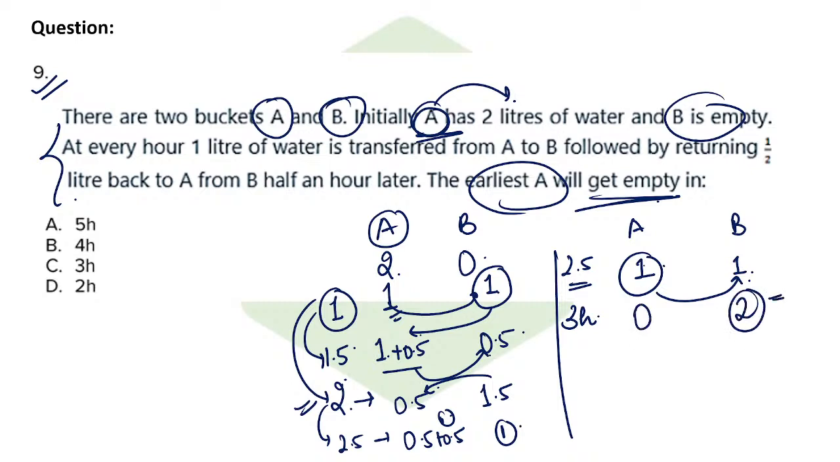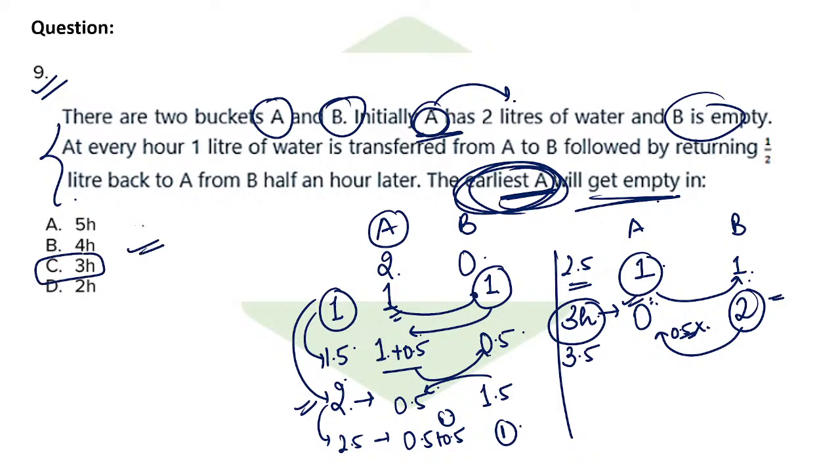And it is asking you what is the time at which A is getting emptied at the earliest. No matter, at 3.5 hours I'll be transferring 0.5 liters again. But there is no point of looking into the next scenario because my A bucket is already empty. So C is the correct answer for this particular question.